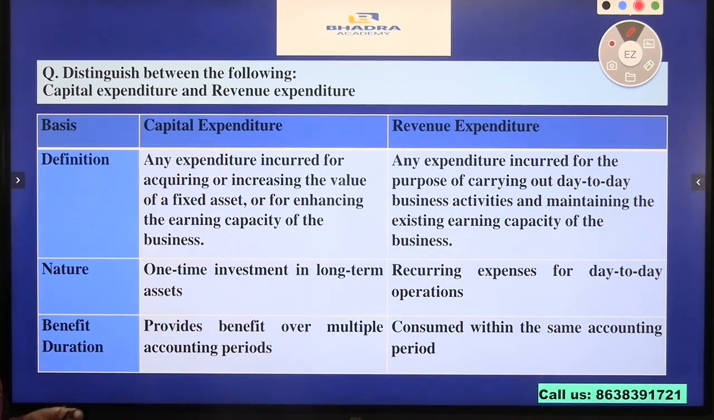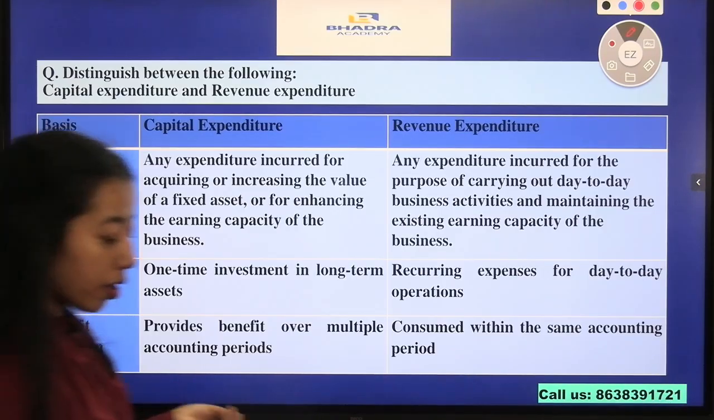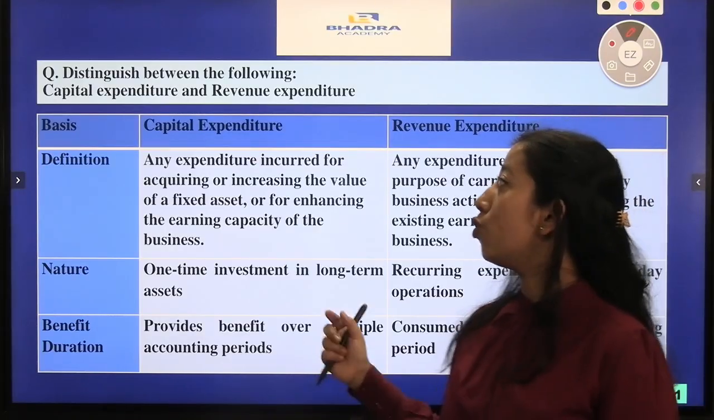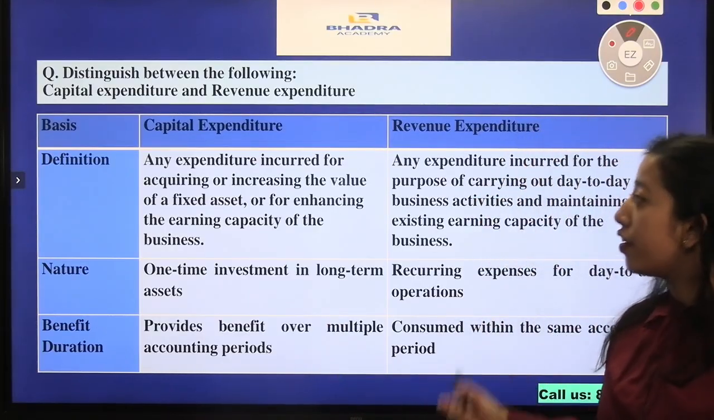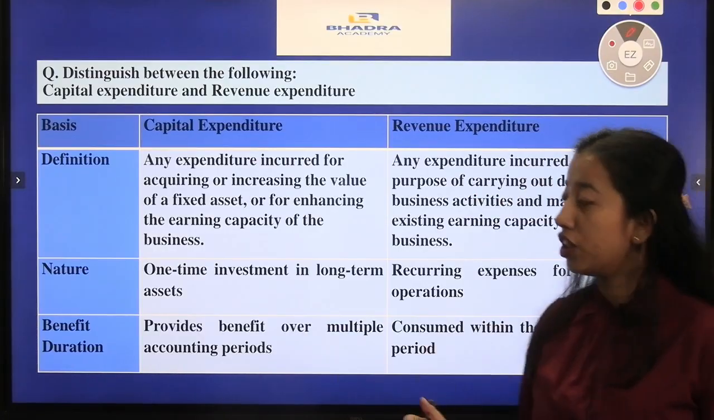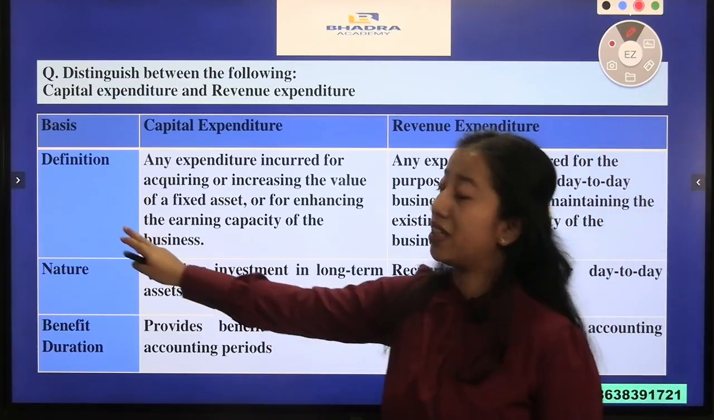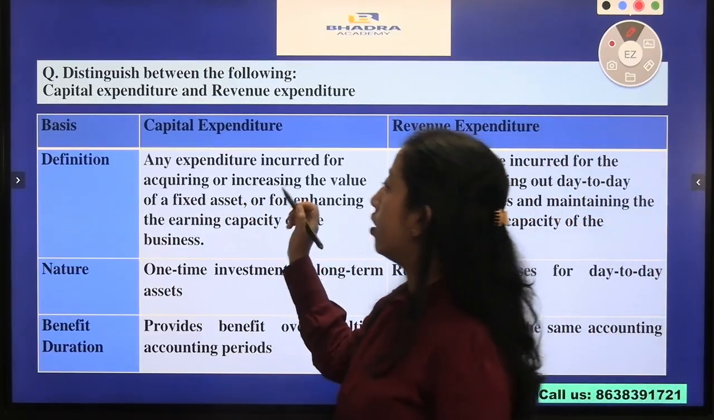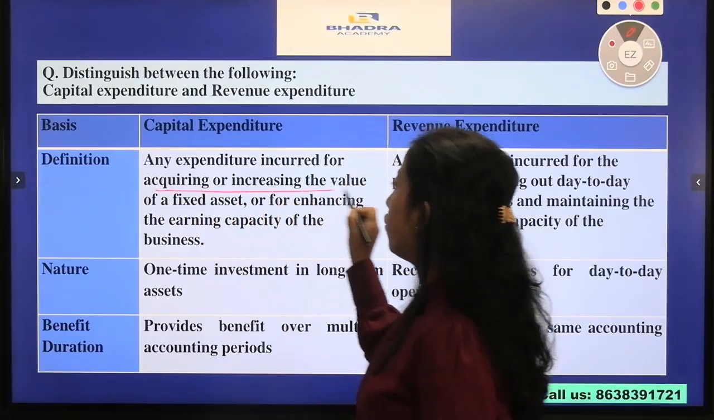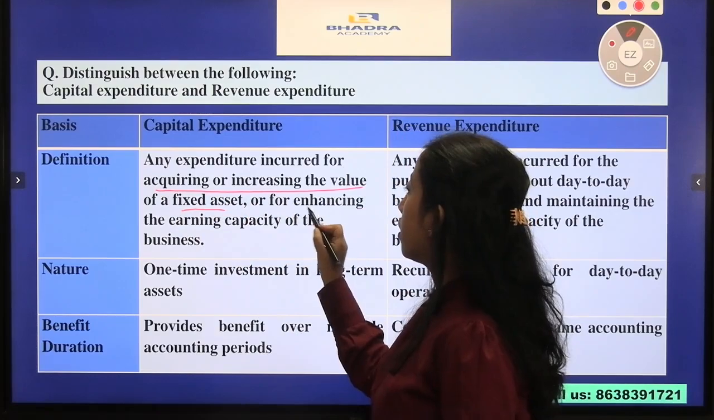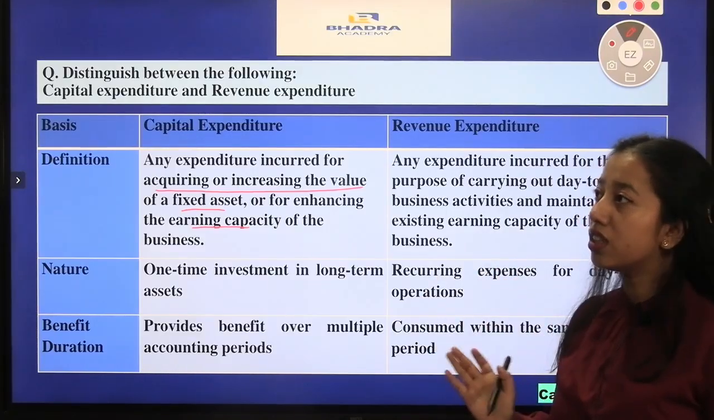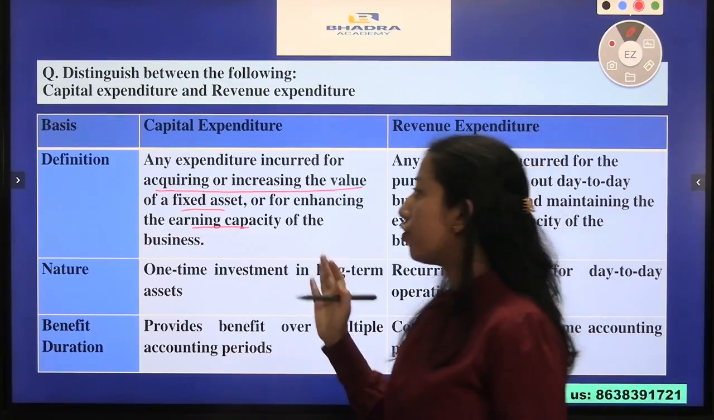The difference here is between capital expenditure and revenue expenditure. We have to make clear distinctions, but before that, we have to understand the concept. What is capital expenditure and what is revenue expenditure? We make the differentiation on the basis of definition. The definition says that any expenditure incurred for acquiring or increasing the value of a fixed asset or enhancing the earning capacity of a business is known as capital expenditure. This is the definition of capital expenditure.